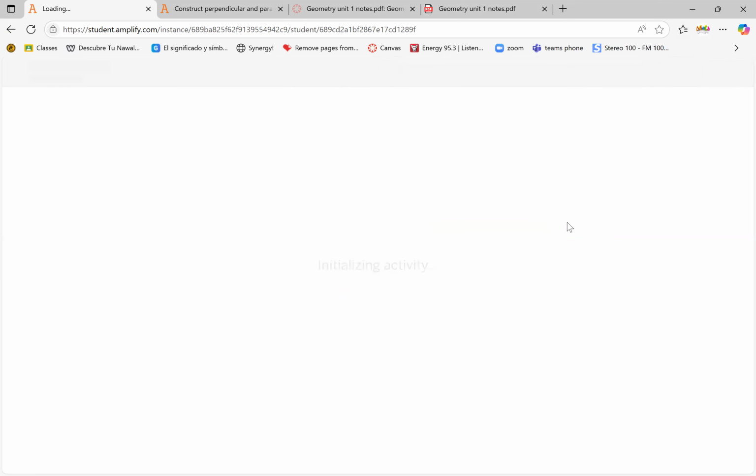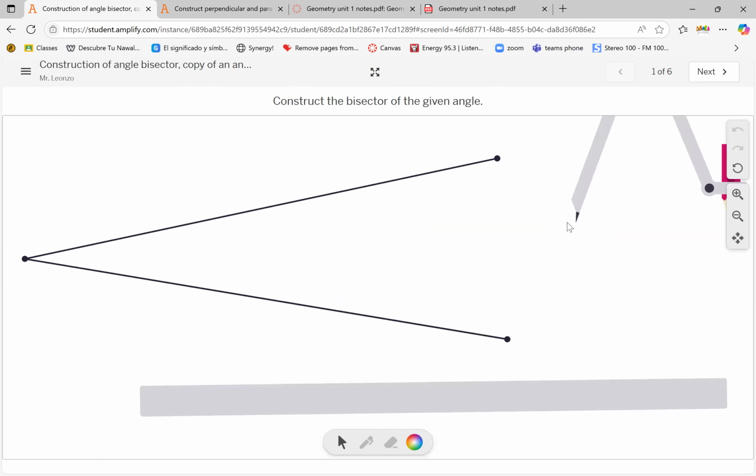Then here, it's going to open our homework. Like I said, we're going to do our three constructions. We're going to do all three. However, it's going to be showing us two of each. Now here, this angle, you can see the angle, this corner here, those points I cannot move. I try to drag them and nothing happens.